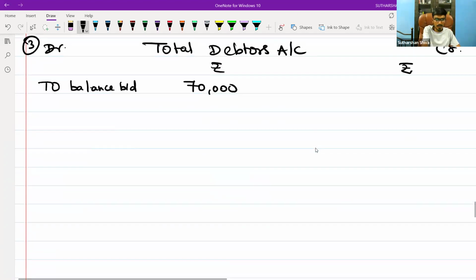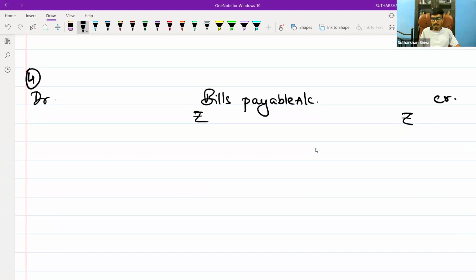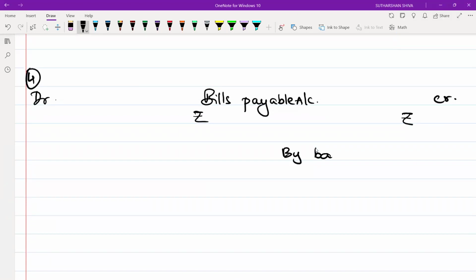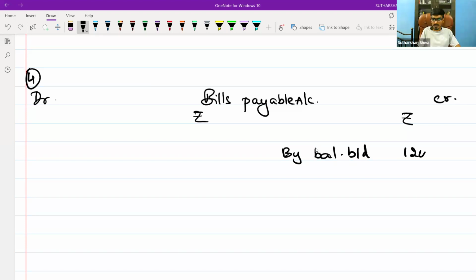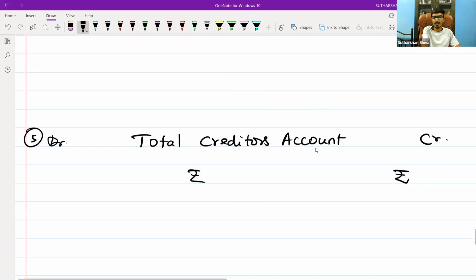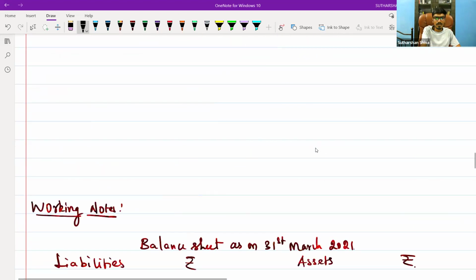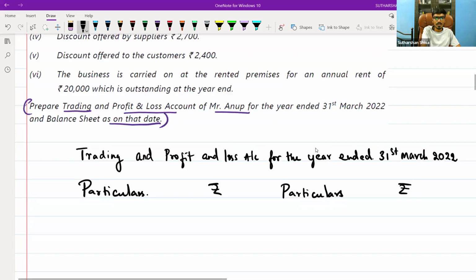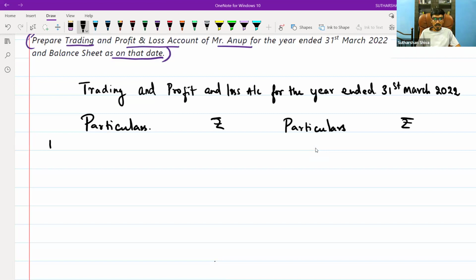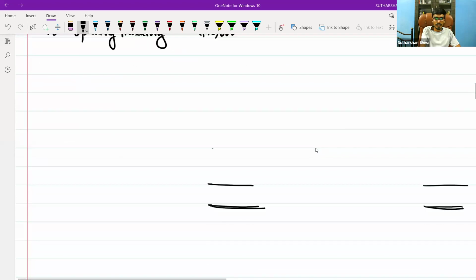Bills payable opening balance is 12,000. Sundry creditors opening balance will be on the credit side, right? So it will be to balance brought down 40,000. Inventory is given. What is our inventory in the question? Opening inventory. Go to the first line and write down to opening inventory, 1,10,000.